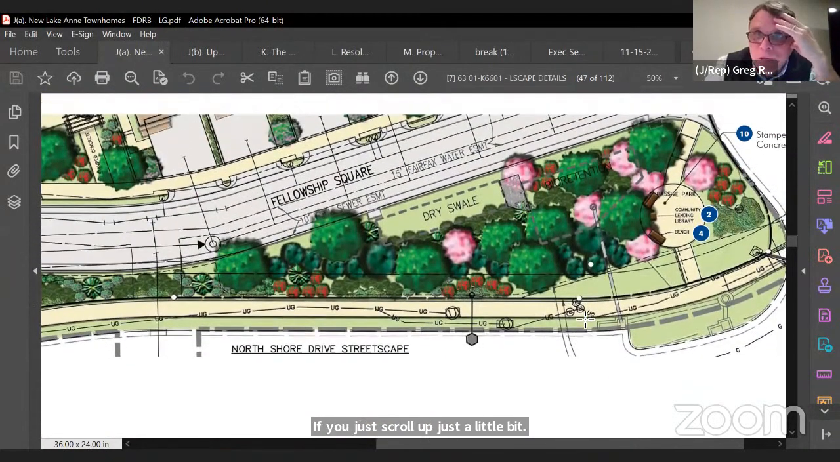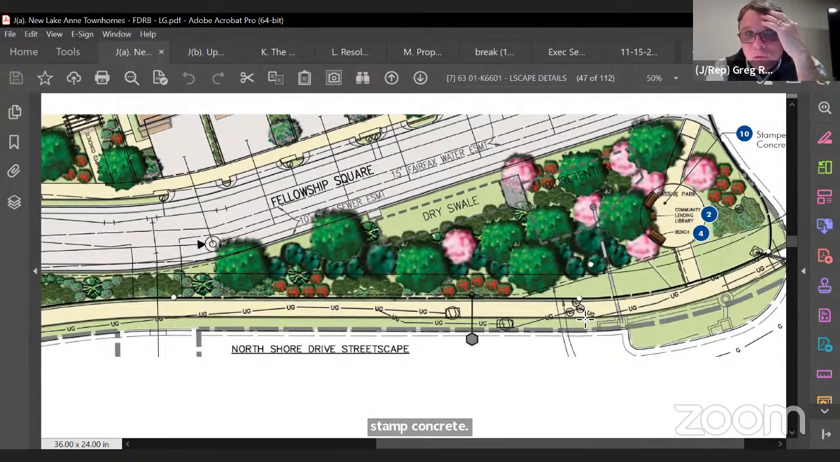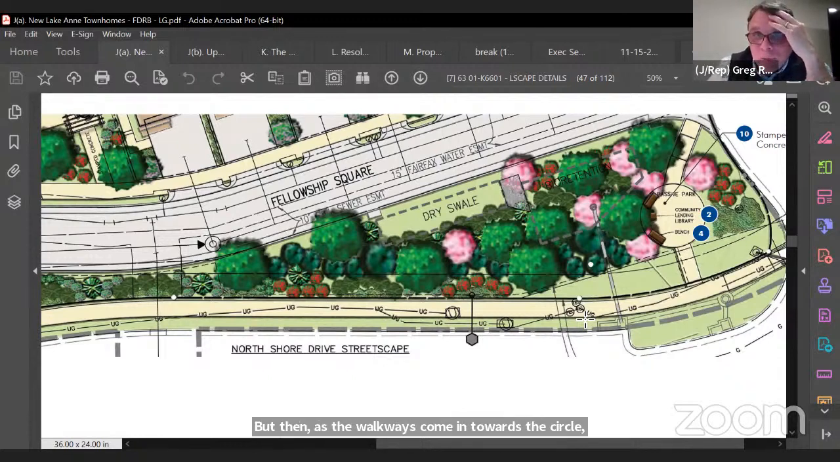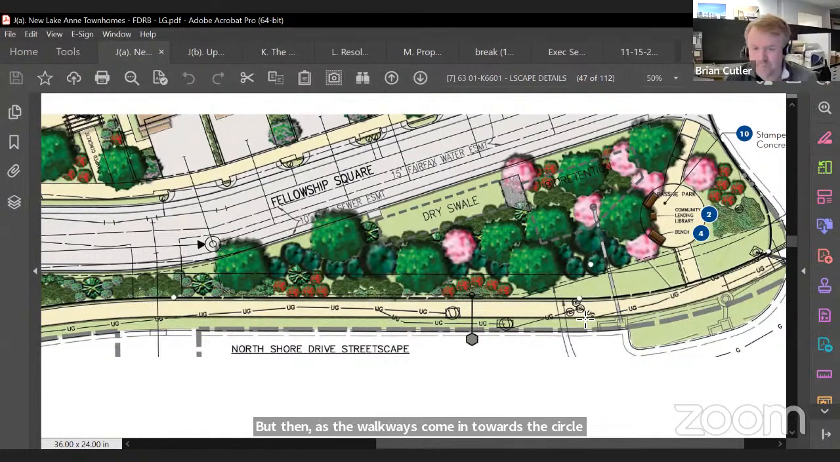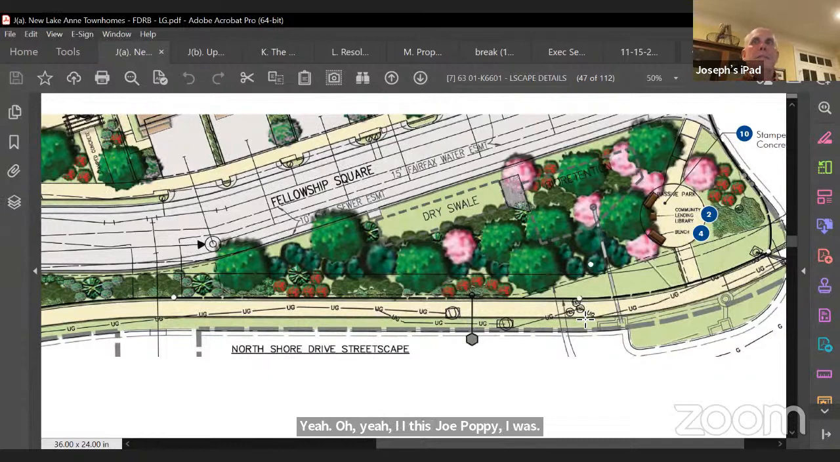I guess this plan doesn't really do a good job of distinguishing between the regular concrete sidewalk and the stamped concrete. Here, you've got the regular concrete sidewalk going down North Shore Drive, but as the walkways come in towards the circle, that would all be stamped concrete. Yeah, hi, this is Joe Plumpy. I was going to say it's going to be standard concrete that you see with score lines. And the comment about the gang mailbox, yeah, we'll look at something definitely more contemporary. That's our go-to thing, but not a problem at all. We'll be doing something that blends in with the architecture.